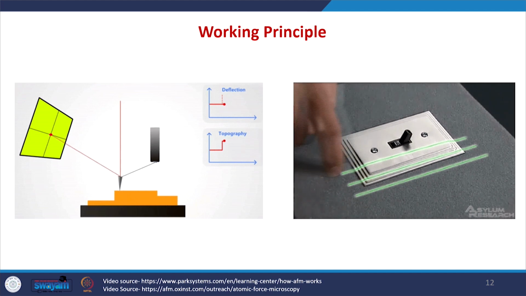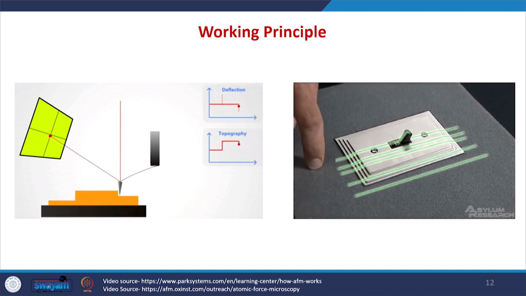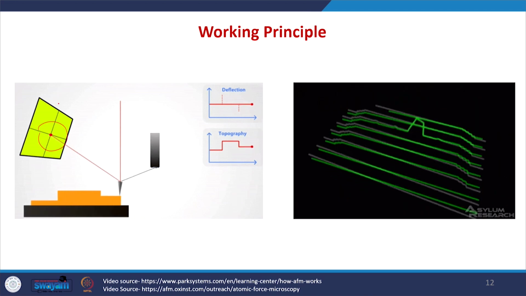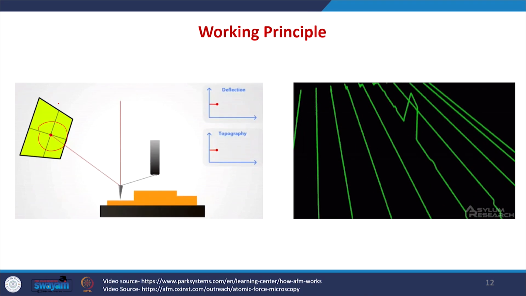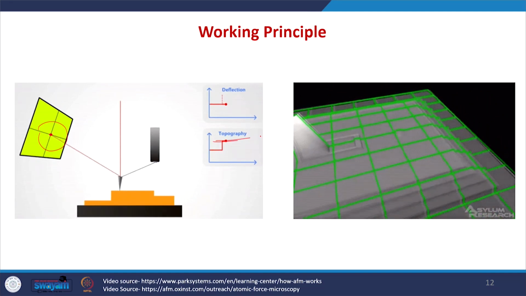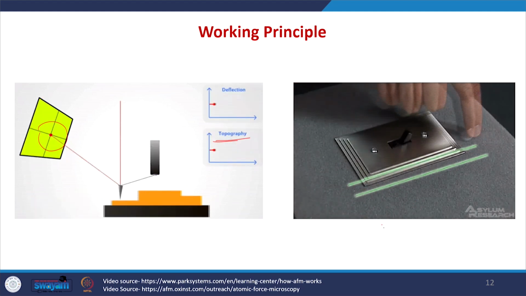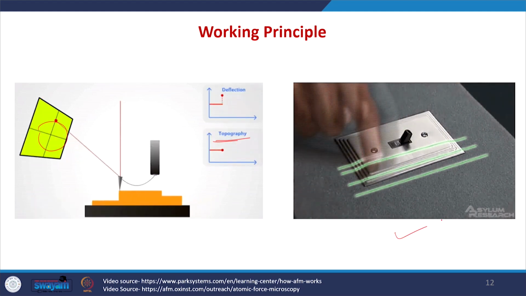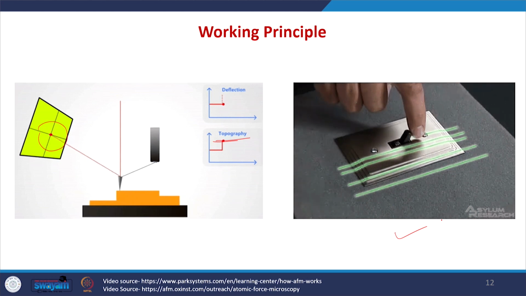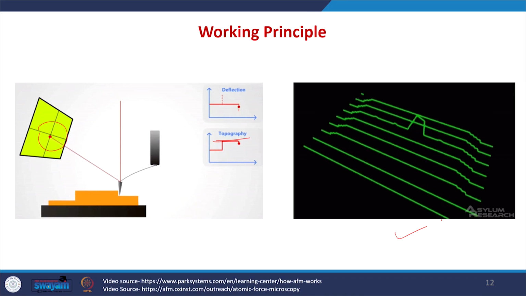From this animation you can understand the working principle of AFM. You can see here, when the tip scans the sample, we can see the laser deflection that is detected by the detector, and you will get the final topography of your sample. So, the working principle of AFM is similar to this animation. It is going to scan the sample and give the final topography of the sample.